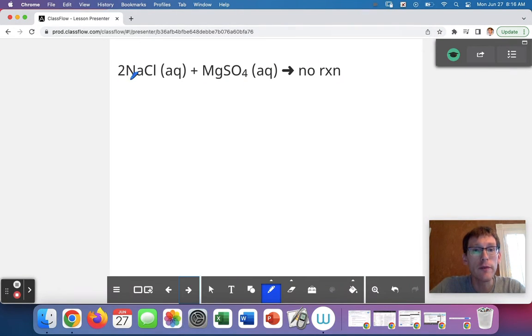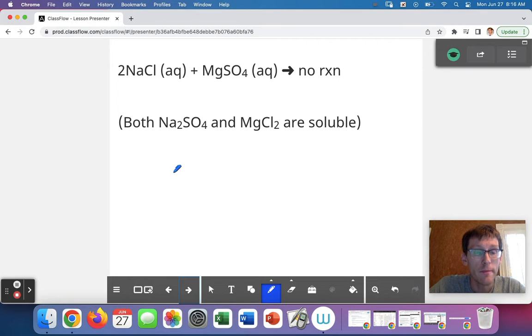So for example, if you made salt water at home and you took bath salts or Epsom salt and dissolved that in water, and then you mix those two solutions, you would see absolutely nothing occur. And that's because the two potential products, sodium sulfate and magnesium chloride, are themselves soluble as well. And so you would just end up with a solution of sodium ions, chloride ions, magnesium ions, and sulfate ions, and you would see absolutely nothing, no change.